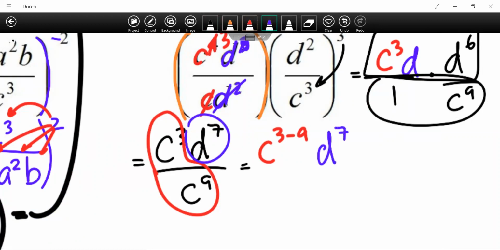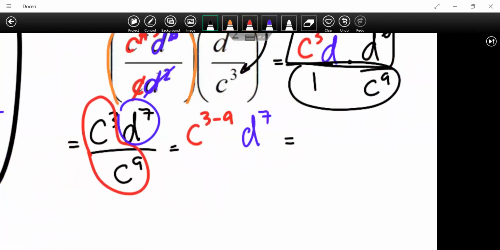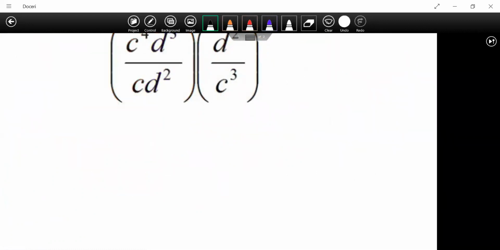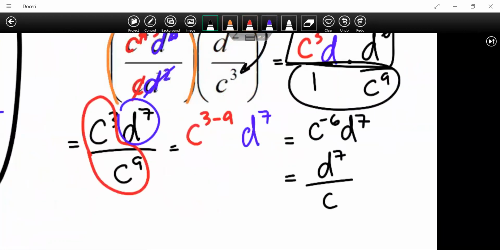If you prefer me doing this, let me know. I have no problem doing this. 3 minus 9 is going to be negative 6, d to the 7th. And then that negative 6 would be what? On the bottom, right? So we have this one. C to the 6, sorry. Got too ahead of myself. Thank you. Boom.